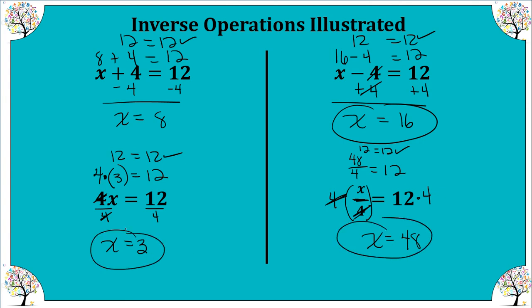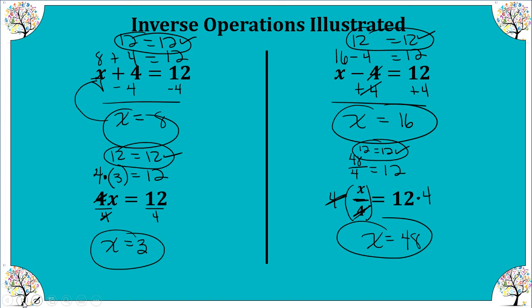So the solution is the value that, once we plug it back into the equation and apply the order of operations, we should get a true statement. If we didn't get a true statement, our solution was not correct. So in each of these examples, there is one value, and only one, that once we plug in makes the statement true.